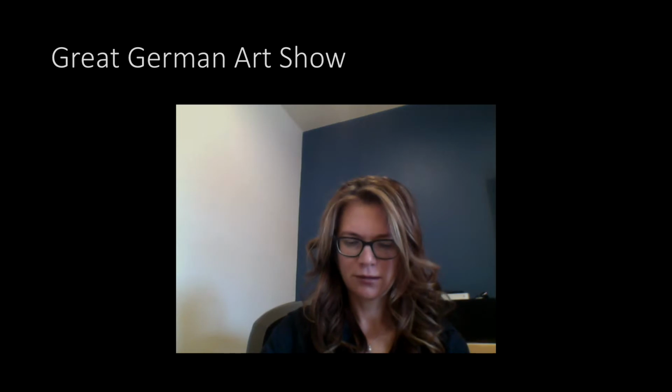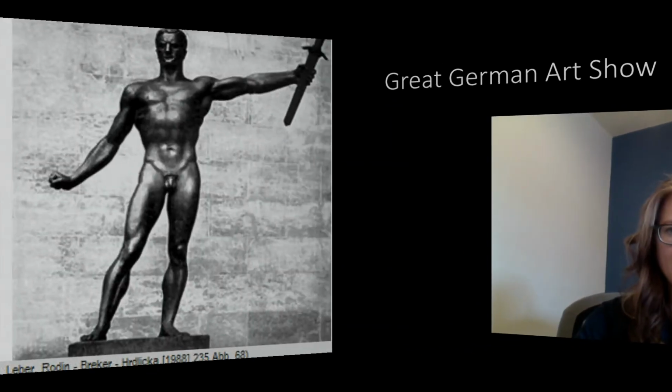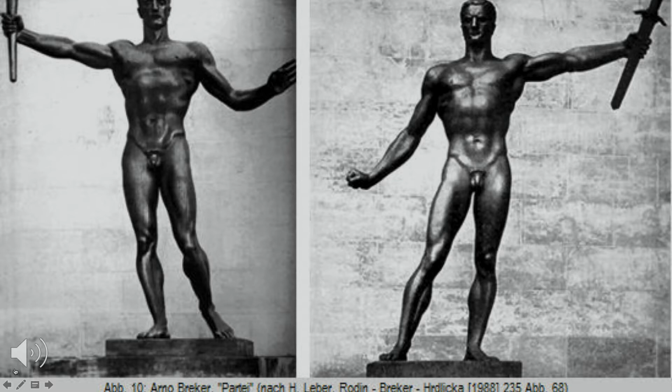We're going to be looking at two of them. Partei, a Wehrmacht from 1936. Breker's sculptures are enormous. They literally loom over the viewer. Their bodies are smooth, clean, and ideal, with their narrow torsos and their broad shoulders. They are the epitome of youth, strength, and determination. They are mascots for Nazi ideals.